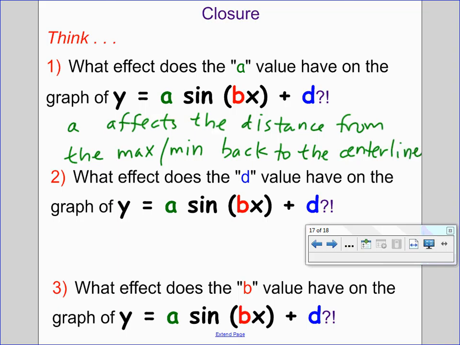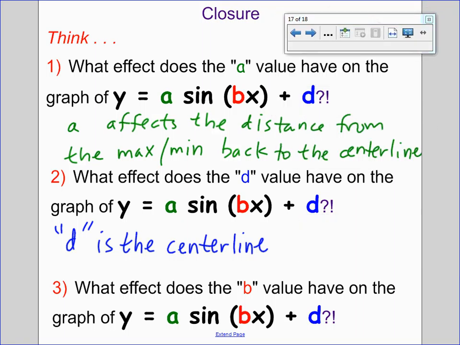Awesome. What effect does D have on my graph? What does D do? Hans? D is the equation of the center line. It moves the entire graph up or down D units. And so D gives me the equation of the center line. D is the center line, and it moves the graph up or down D units.